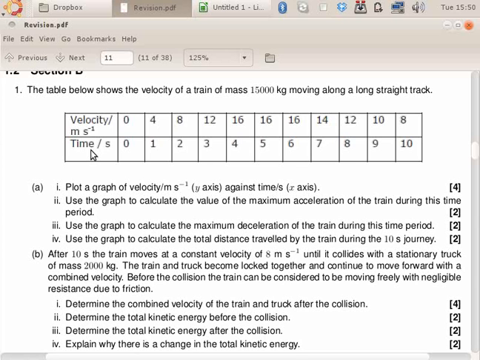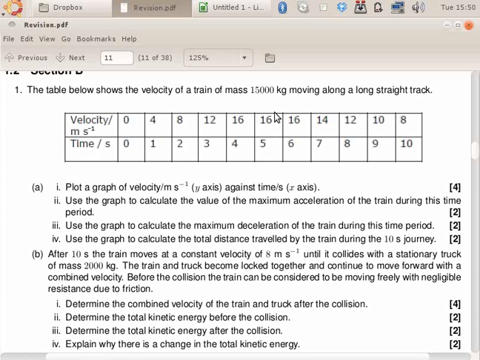So in this one here, we have a table where we have time and velocity. When we draw this graph, which goes on the x-axis and which goes on the y-axis? Time is the x-axis. Even if you didn't know that, they tell you right here. So 4 marks for drawing this.